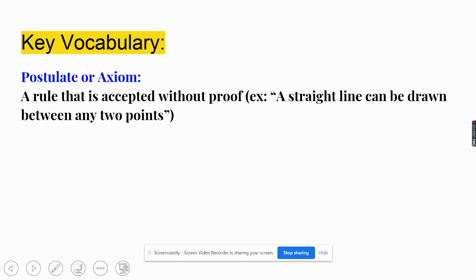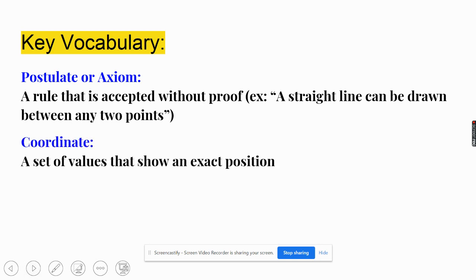You just kind of accept it, I guess. Following that is going to be a coordinate. A coordinate is a set of values that show an exact position. You guys should be familiar with this from Algebra 1. We have x, comma, y as our coordinates on the coordinate plane. It tells you where on the x-axis and where on the y-axis your point is.